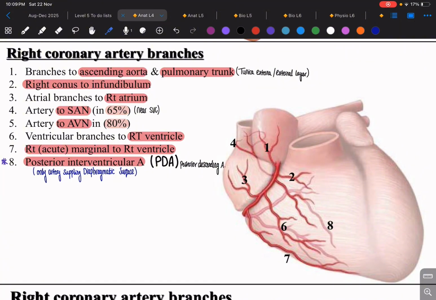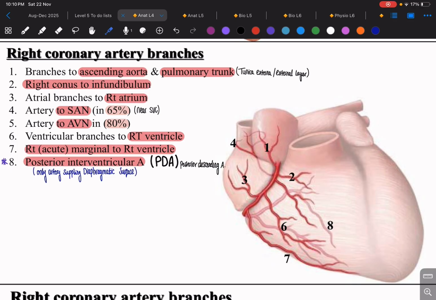Okay? The second branch is going to be to what? Right conus of the infundibulum. What is the infundibulum? Infundibulum is the area between the right ventricle and the beginning of the pulmonary trunk. So the area in the middle here where the valve opens is known as the infundibulum. Okay? So it's going to give a branch, first to the ascending aorta and to the pulmonary trunk. Then a branch here to the infundibulum. Okay? So we're done with 2 branches.